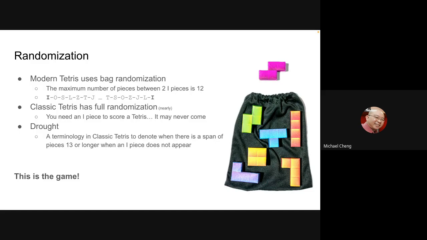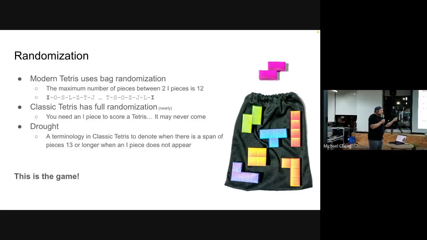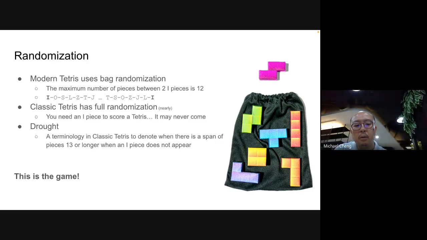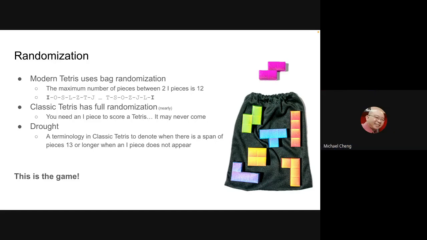Make sense? Well, in Classic Tetris, there's no bag. Randomization is proper, true randomization, and if you are waiting for a line piece, you can wait long, maybe it doesn't come. Okay? So in fact, "drought" is a terminology in Classic Tetris to denote when there is a span of 13 pieces or longer where the I-piece does not appear.